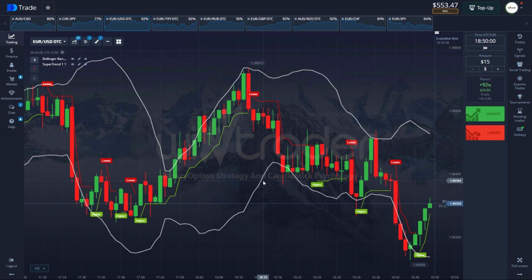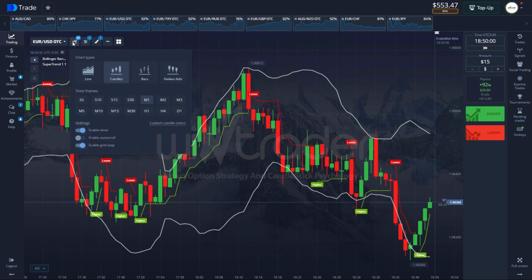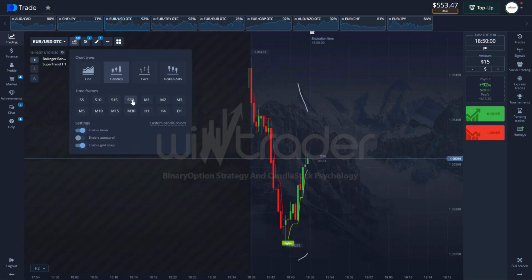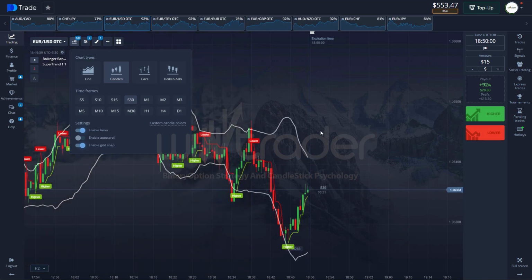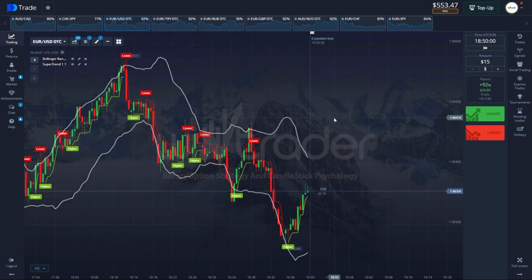Please note that the time of candle in this strategy is fixed at 30 seconds, and the time of trade at 1 minute.